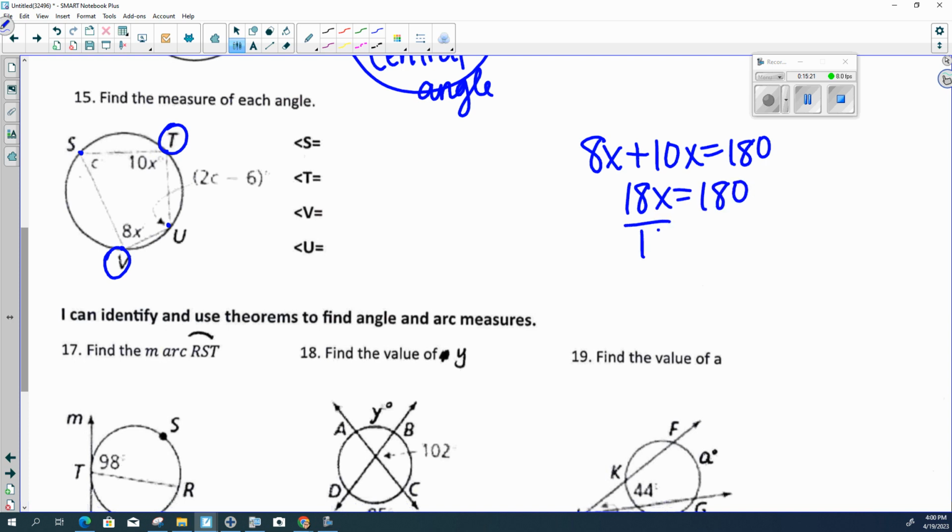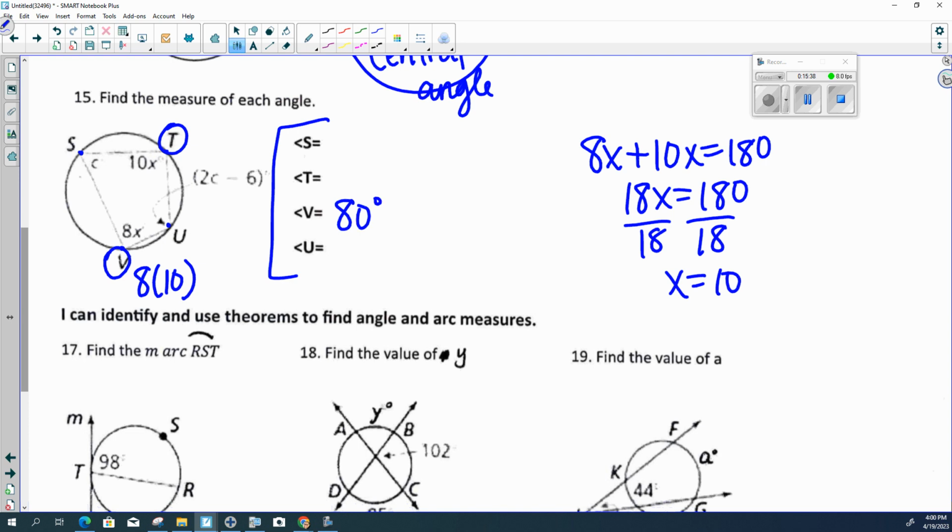So it's easy to solve as long as you've got it set up right. Okay, so that didn't answer any of my questions. It didn't say find x. It said find the measure of the angle. So here, 8 times x will be 80 degrees. Don't forget your degree symbol.